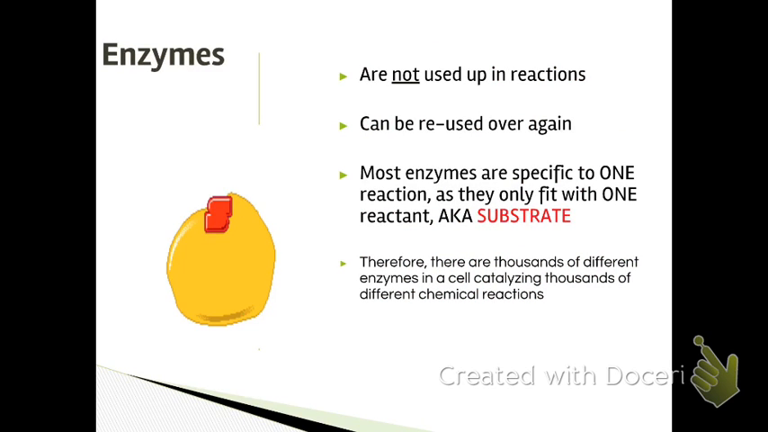How do enzymes work? Well, first of all, an enzyme, like any catalyst, is not used up in reactions. So they're not really part of the reaction, they just help in speeding up the reaction. They can be used over and over again, and most enzymes are specific to one reaction. There's an enzyme for each chemical reaction, and the reason why is it's specific to the substrate, and we'll talk about what a substrate is.